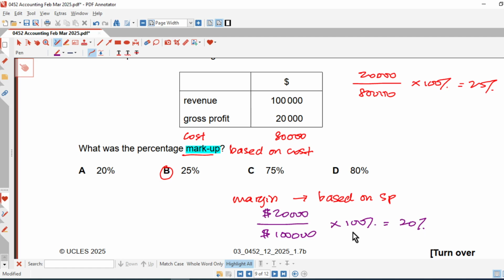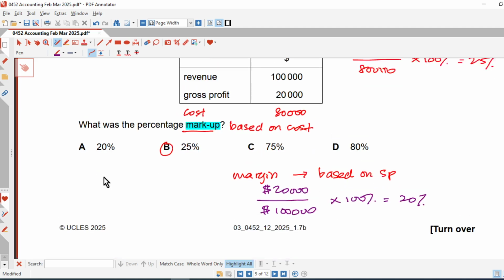Now, if you mess this up and select A, congratulations, you got a wrong answer. So always be careful with margin and markup. Make sure you are able to differentiate between those two. They're like twins, you know, you just have to make sure you don't kiss the wrong sister.